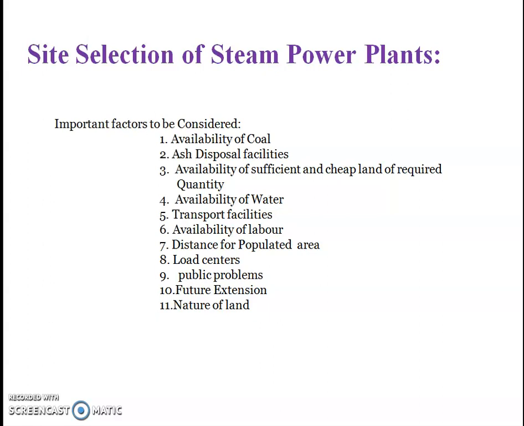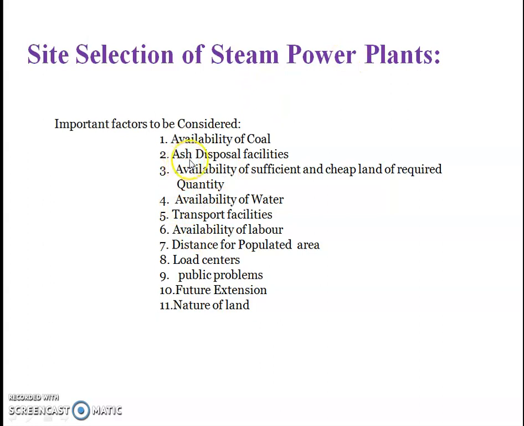In this case, generated power is transported to a larger distance through high voltage transmission lines. If the plant is located at some distance away from the coal mines, it should be connected by rail to the coal mines for the economical transportation.